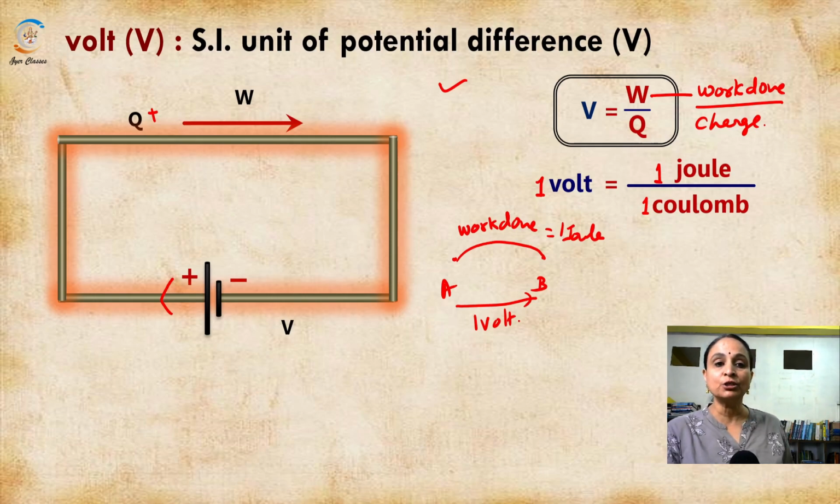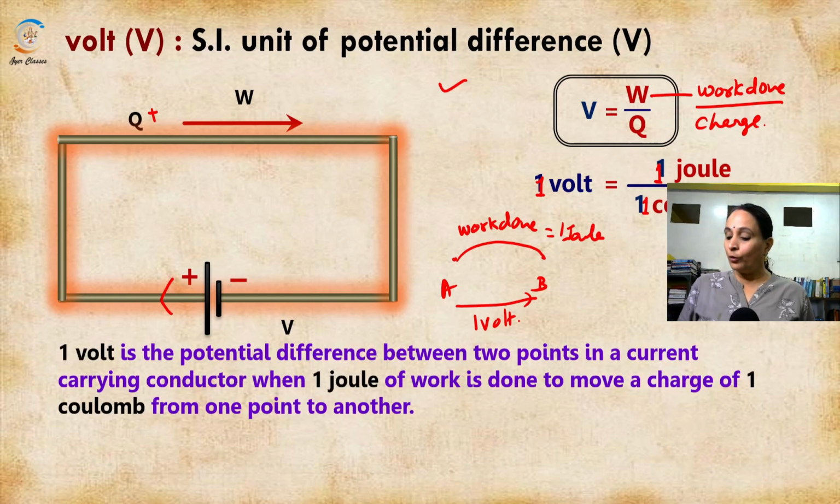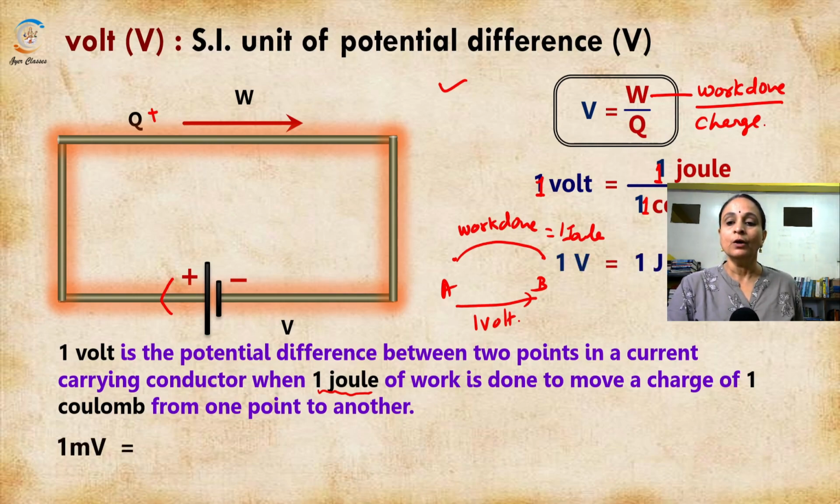This is the definition of 1 volt, which is the SI unit of potential difference. Okay. 1 volt is the potential difference between 2 points in a current carrying conductor when 1 joule of work is done to move a charge of 1 coulomb from one point to another point. So 1 volt is equal to 1 joule per coulomb.